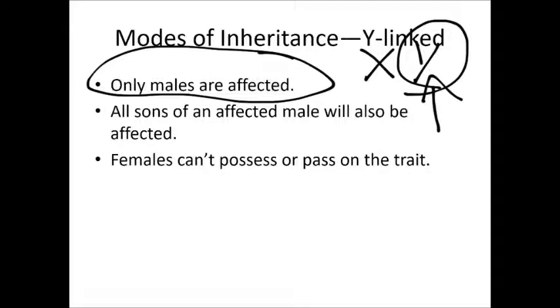All sons of an affected male will also be affected. What makes a son is that he inherited his father's Y chromosome. And in this case, it's affected. Females can't possess these traits. They can't pass on the traits. But fathers will pass them to every son, but to no daughters. That's the Y-linked mode of inheritance.